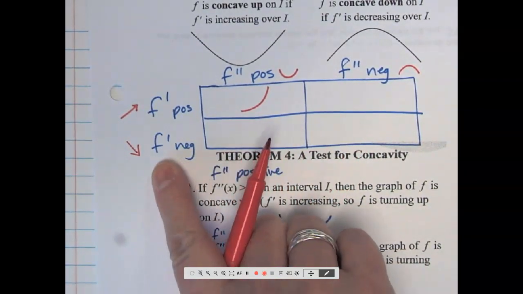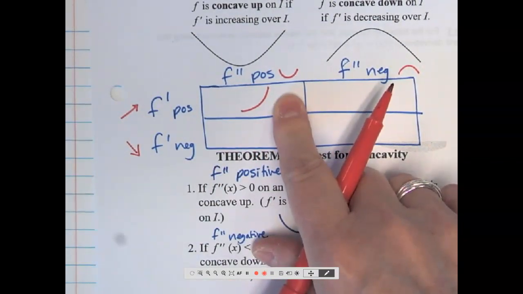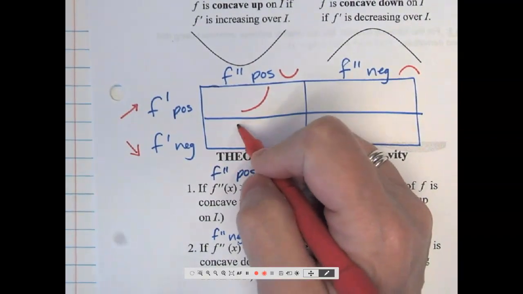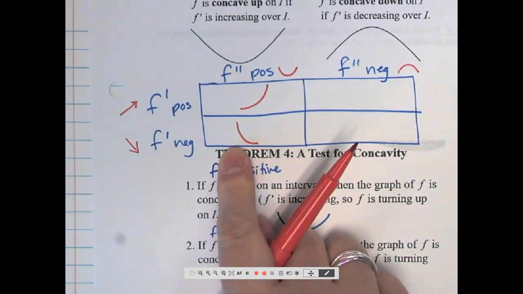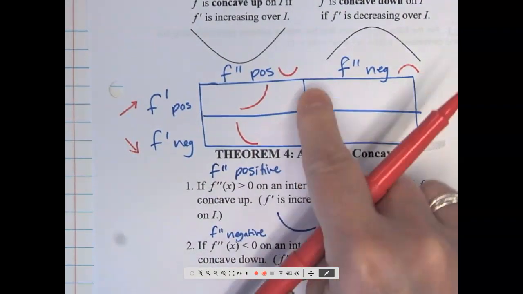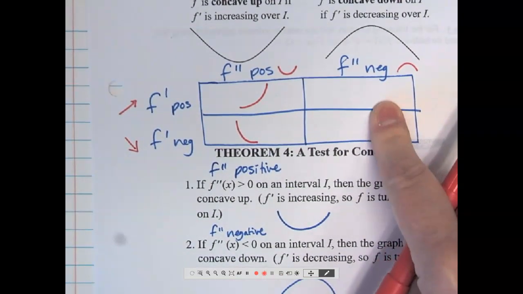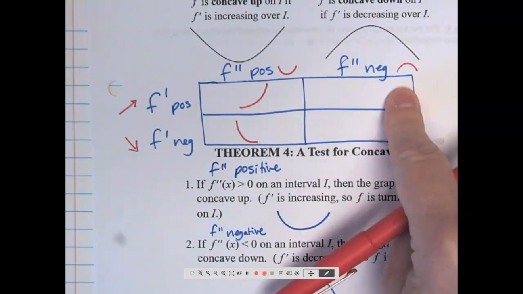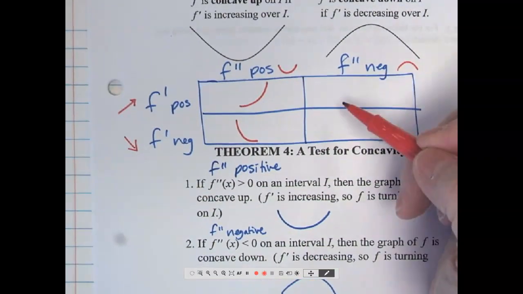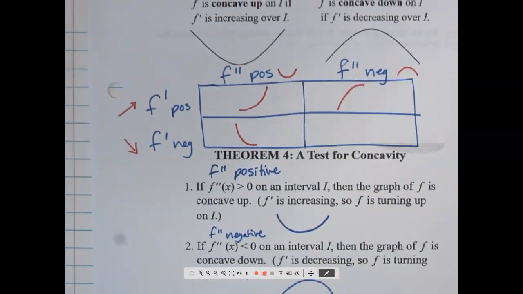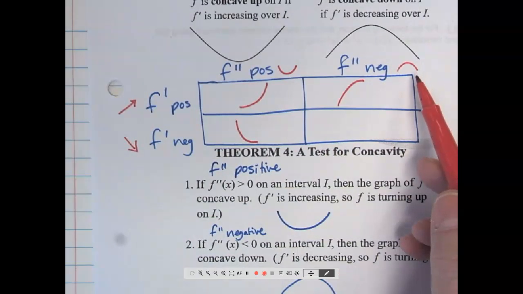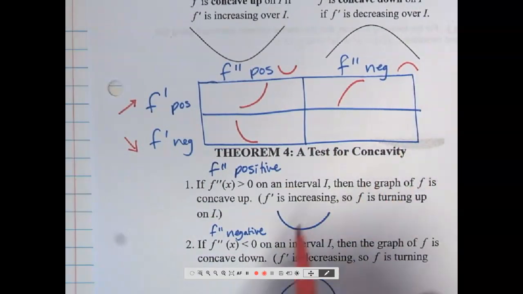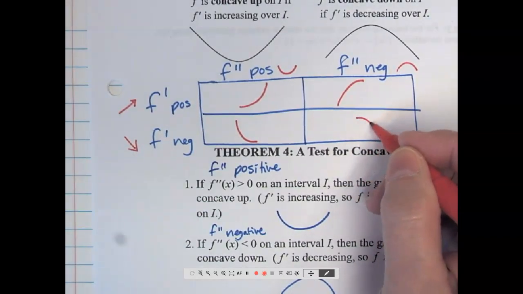Okay, what if I'm decreasing but concave up? What would that look like? You're going downhill but concave up. Yes, it would look like that. It's decreasing from left to right, and it is shaped like that. Okay, let's do the opposite. What if I'm increasing but concave down? That means that I'm like that. What if I'm decreasing and concave down? What would that look like? Yeah, kind of like the other side of that parabola.